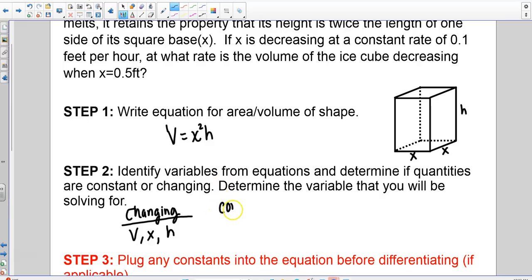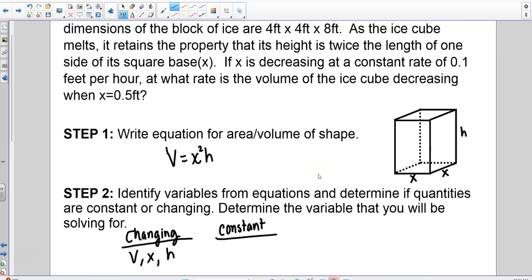Our constant, we do have a constant, and that constant is the rate at which our x is changing. So x is decreasing at a constant rate of 0.1 feet per hour. So variable-wise, what is that going to be? Something dt. What is it? dx dt. So dx dt is going to be negative 0.1 feet per hour.